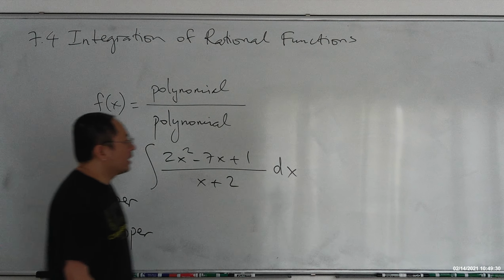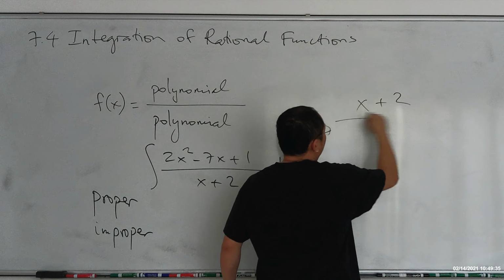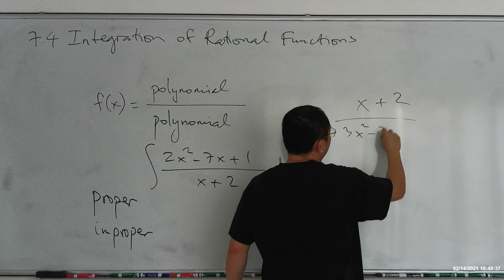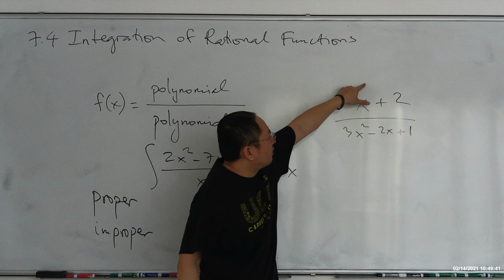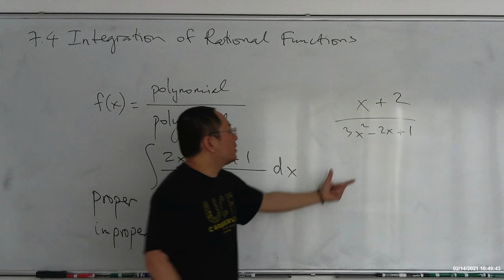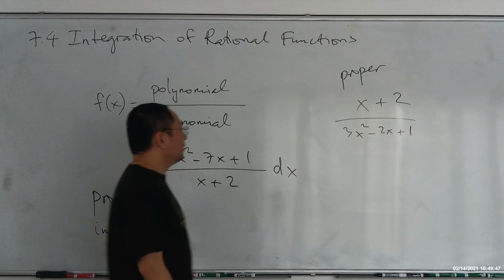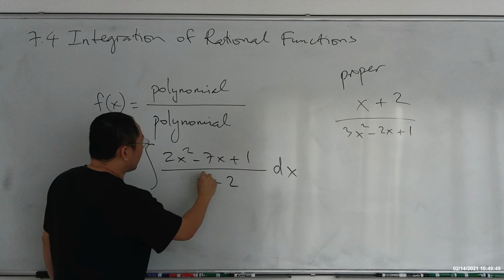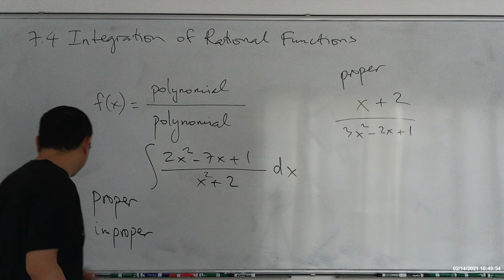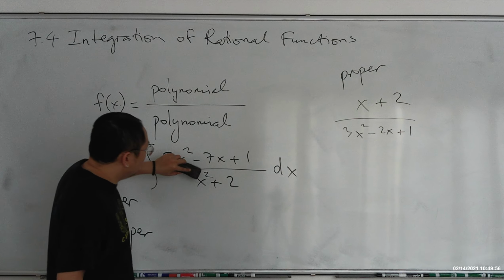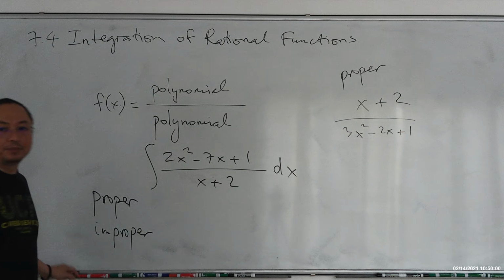Okay? So we can have a proper function like the reciprocal of this: x plus 2 over 3x squared minus 2x plus 1, or something like that. See, the top now is degree 1. The bottom is degree 2. This one is a proper fraction. Proper. Okay? And this is improper. Even if you have something like this, it's still improper. Okay? We need the degree of the numerator strictly smaller than the degree of the denominator. And that is proper. Okay?